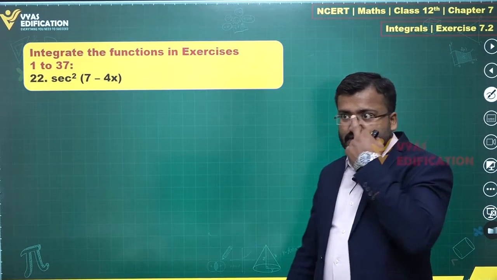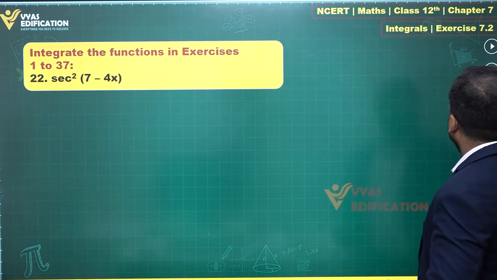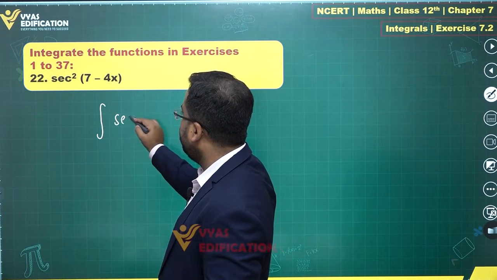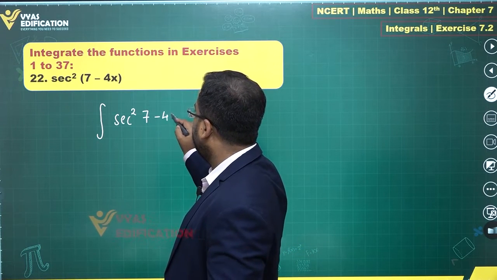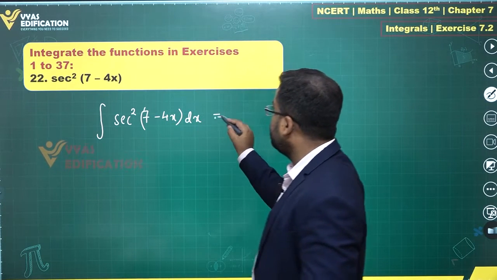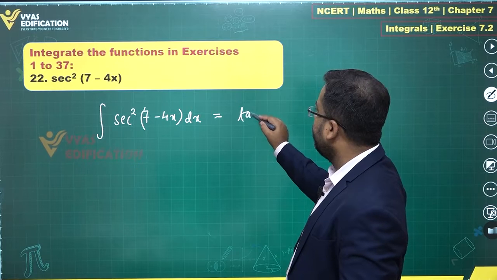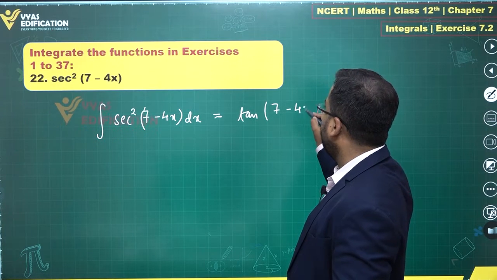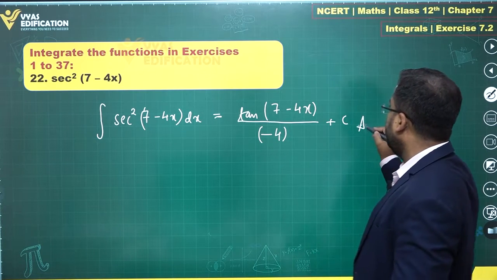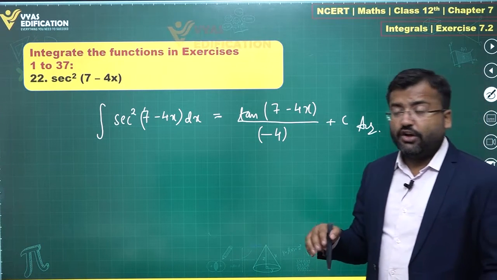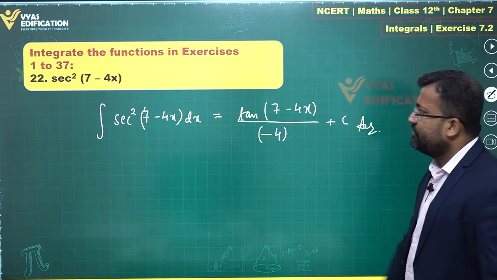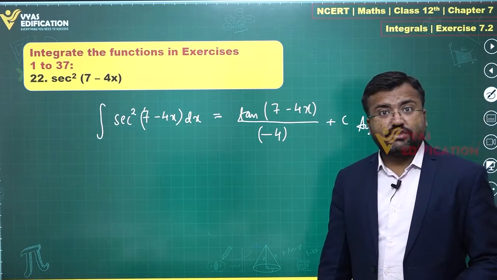In the 22nd question, we see sec square 7 minus 4x. Now, how do we handle this? Pretty simple. Sec square, the integral is, this is a linear function, right? So, sec square something, the integral will be equal to tan of 7 minus 4x divided by this minus 4 plus constant. That is my required answer. Or you can use substitution 7 minus 4x equal to t. You can do that as well. But this is the final answer. That's the 22nd question.